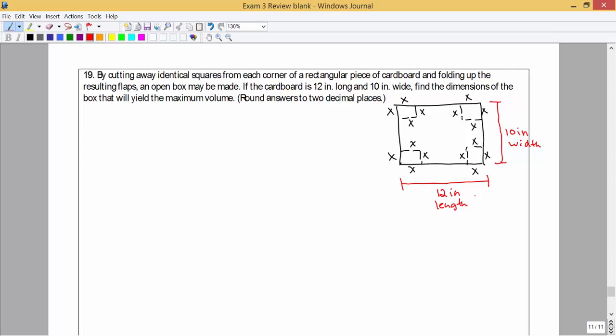We want to actually think about it in terms of the box. So if we cut these squares out and we fold up the box, we want to know what is the new width, which would be here, and what is the new length of that box. And remember that the picture we're trying to visualize here is if we cut out those squares and we actually draw this open box. So it would look something like this.